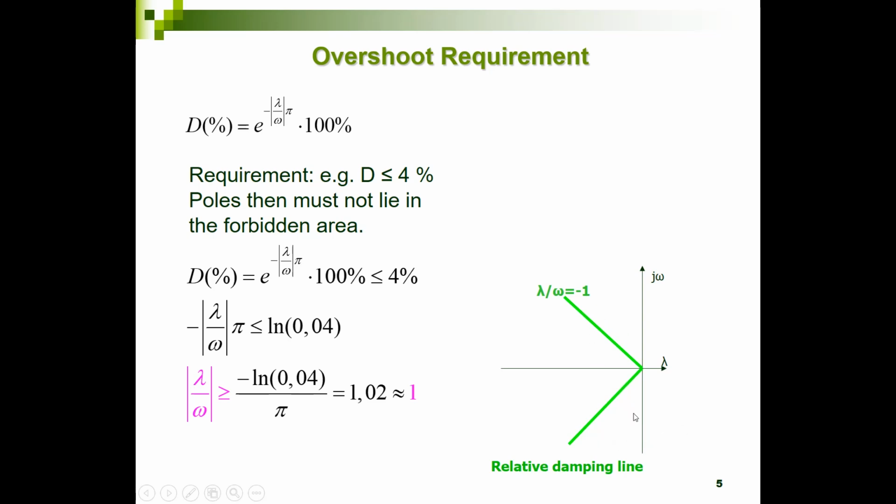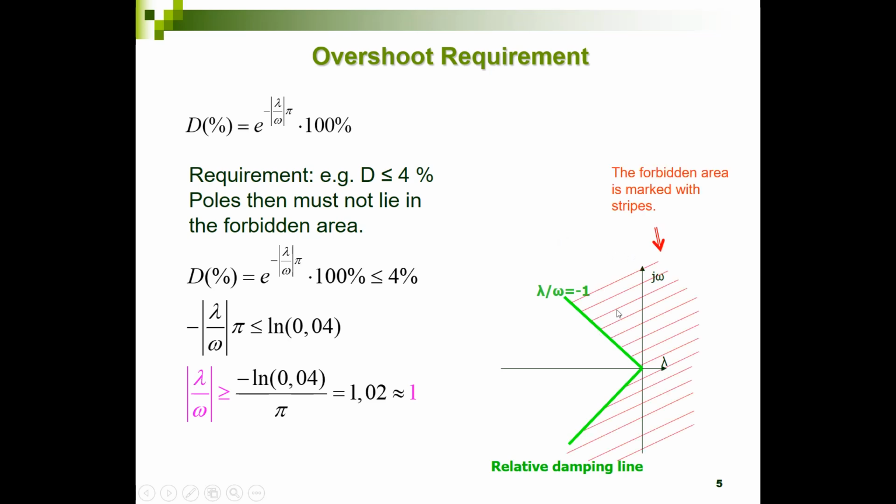And of course, they may never be in the right half plane, because then I have an unstable system and my signal response keeps on rising and rising. And of course, the overshoot is infinite in that situation. So this is the forbidden area to comply to that requirement. All poles should be on this line or to the left of these lines. And when they are to the right of these lines, then I do not comply to this overshoot requirement.